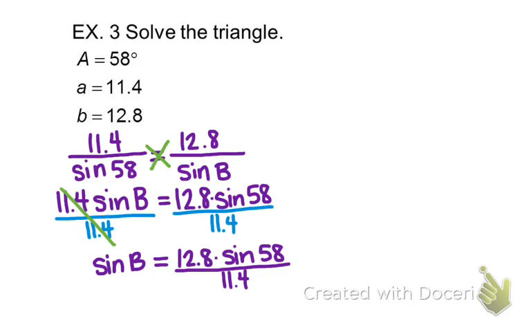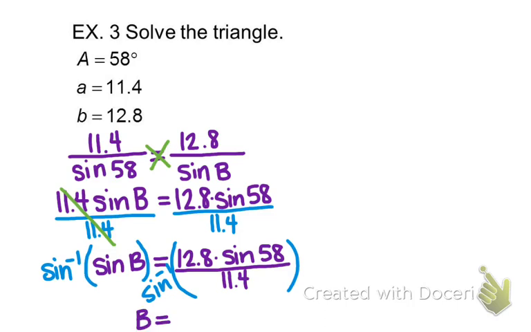So remember, to get angle B by itself, to get rid of the sine, we have to do the opposite operation of sine, which is sine inverse. So when I do sine inverse on the left, I have to do sine inverse on the right as well. So when you type this in your calculator, be very careful. You can do it all in one step, or you can take 2 steps. But make sure you're taking the sine inverse of the whole number, 12.8 times sine 58 divided by 11.4. And if you do that correctly, you should get that angle B is 72.2 degrees.